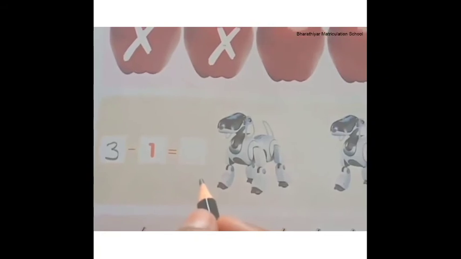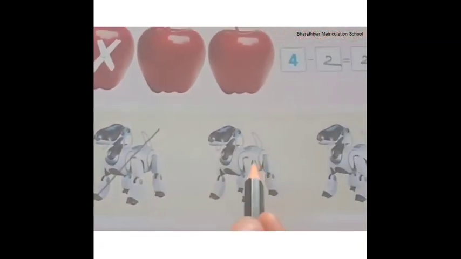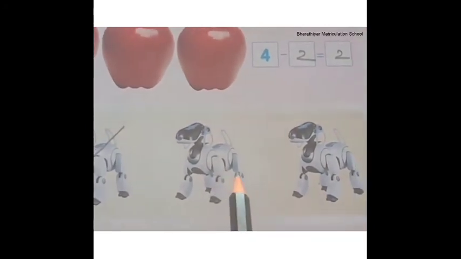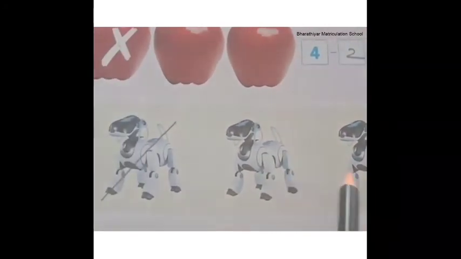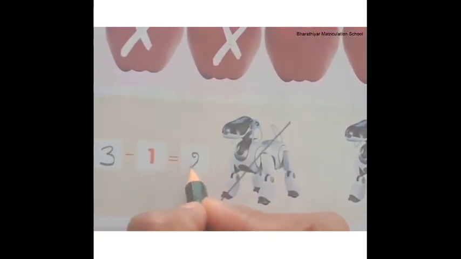Children, now we have to cross out 1 toy. Now count the remaining toys. 1, 2. There are 2 toys. 2 toys are remaining. So write here 2. Therefore, 3 minus 1 is equal to 2.